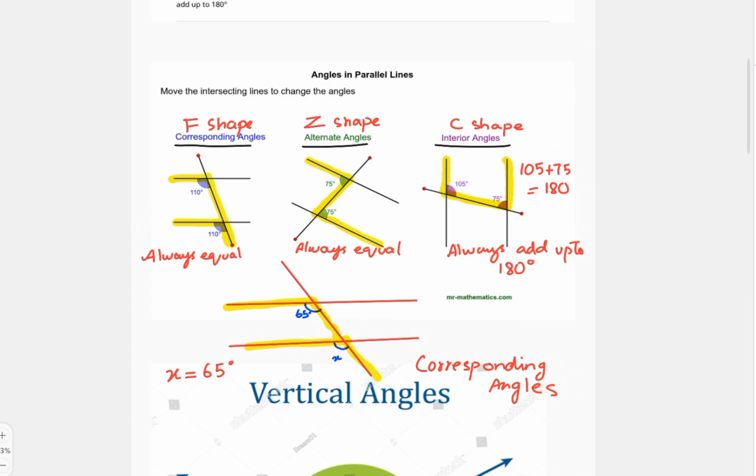So take a look at all of them one more time. F shape, corresponding angles, always equal. Z shape, alternate angles, always equal. C shape, interior angles, they always add up to 180.